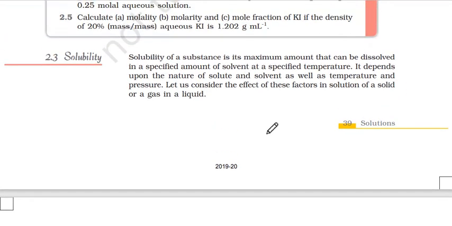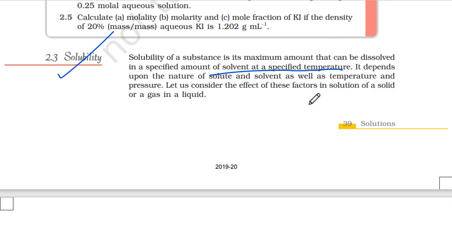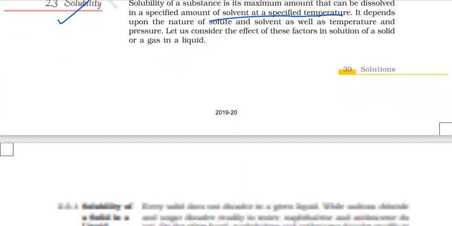Coming to solubility. Solubility of a substance kya hota hai? It's the maximum amount that can be dissolved in a specified amount of solvent at a specific temperature. Very important. Ek particular amount of solvent mein, ek certain temperature pe, hum kitna solute dissolve kar sakte hai, usse solubility bolte hai. It depends upon the nature of solute and solvent as well as temperature and pressure. So what are now the factors?